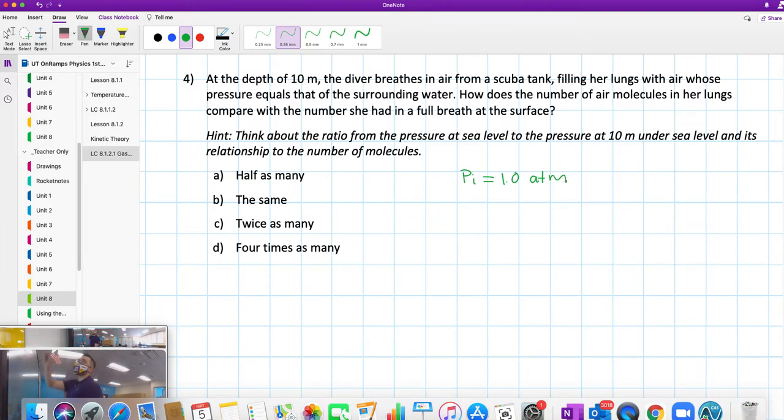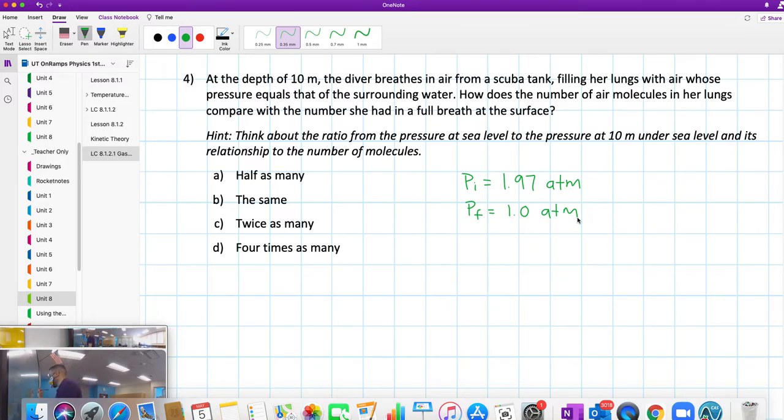Now, look, since we're starting at 10 meters, 10 meters will be the initial pressure. We're changing the initial conditions. Now we're starting 10 meters under sea level. So our pressure initial was our pressure final, the one we got on problem number 2, 1.97 atm. And then our pressure final is at the surface, which is 1.0 atm. Okay? So now we have to find the number of molecules.